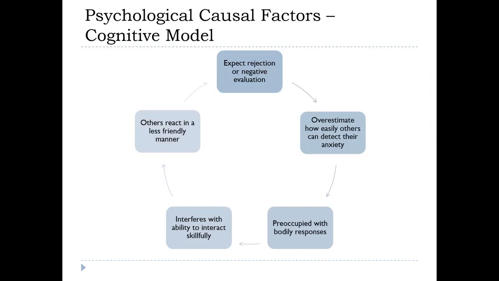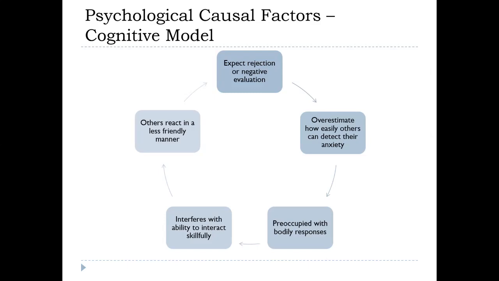There's a very prominent cognitive model of this disorder that also has a lot of evidence behind it that you should know. It's a depiction of a negative cycle that people get trapped in, where their social anxiety becomes a bit of a self-fulfilling prophecy, right? So start at the top of the cycle: the person expects rejection or negative evaluation when they're in social situations. So they go into the situation thinking, this is going to be bad, right? People are going to evaluate me negatively. They're going to reject me. I'm going to be embarrassed, ashamed, humiliated.